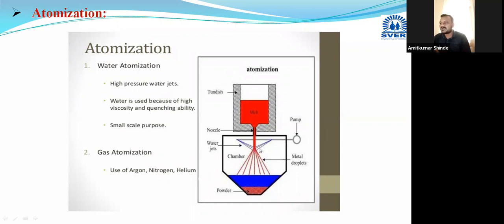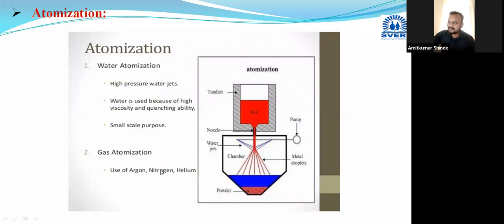If these powder particles are solidified with the help of high pressure water jets, then that atomization technique is termed water atomization. And if these liquid droplets are solidified with the help of gases like argon, nitrogen, or helium, this will be termed gas atomization. Depending on the medium used to convert the liquid molten droplets into solid powder particles, atomization is classified into water atomization and gas atomization.